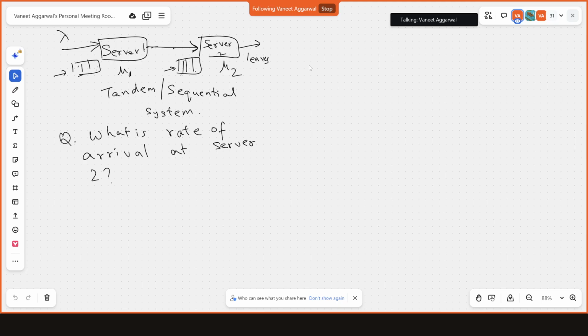If 1,000 people per hour are coming at shop one and shop one is stable, then again 1,000 customers per hour will enter the second shop. It does not matter what mu1 is, as long as the system is stable, which means as long as mu1 is greater than lambda. The answer is just lambda. It has nothing to do with the service rate, assuming stability.